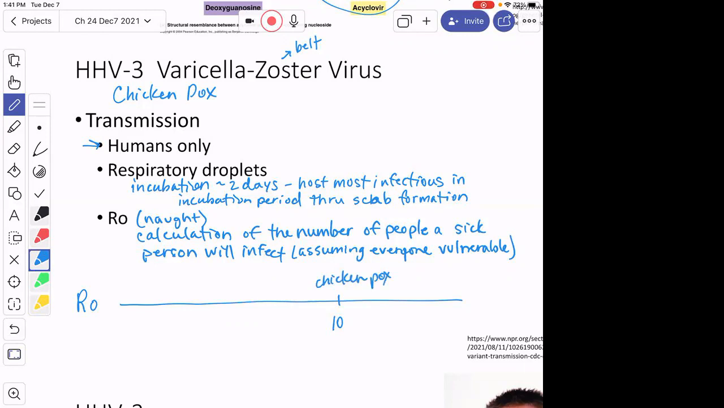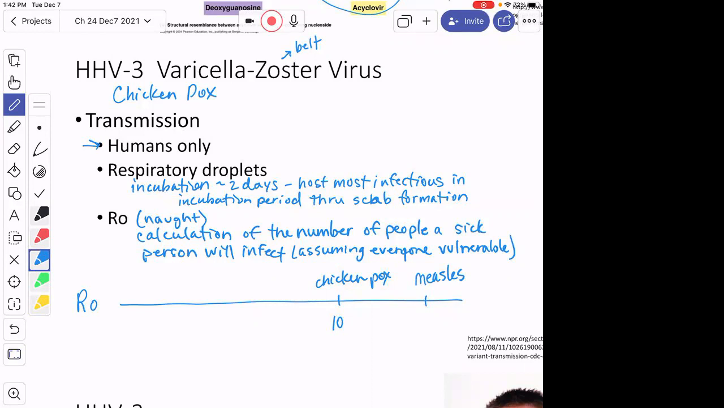So pretty infectious. That's part of the reason that before vaccination, almost every kid got chickenpox. And once you get chickenpox, you usually don't get it again. So there's a good memory to it. I've spoken several times about how measles is probably the most infectious disease we have.